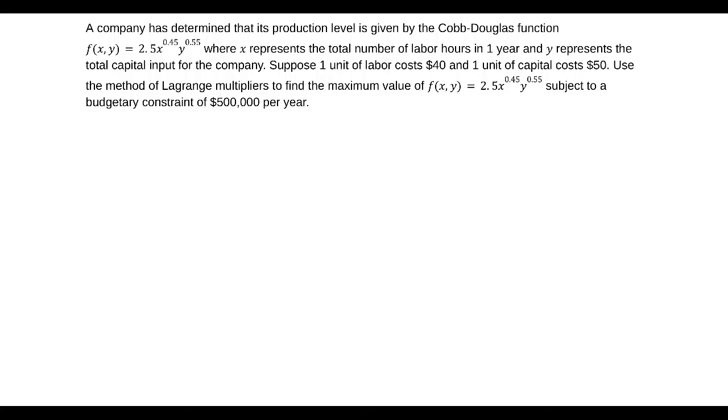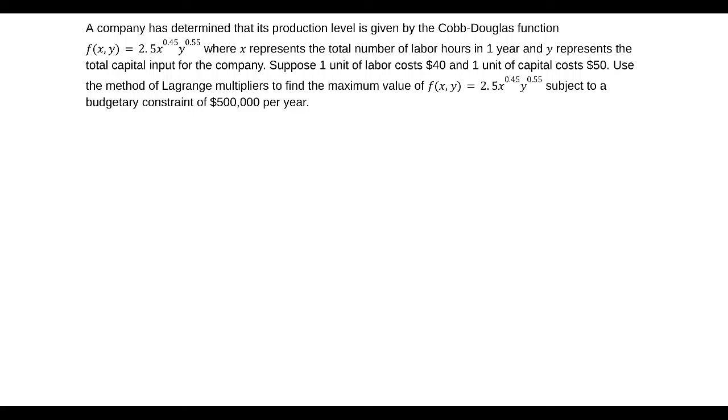A company has determined that its production level is given by the Cobb-Douglas function f of x comma y equal to 2.5 x to the 0.45 exponent multiplied by y to the 0.55 exponent, where x represents the total number of labor hours in 1 year and y represents the total capital input for the company. Suppose 1 unit of labor costs $40 and 1 unit of capital costs $50.